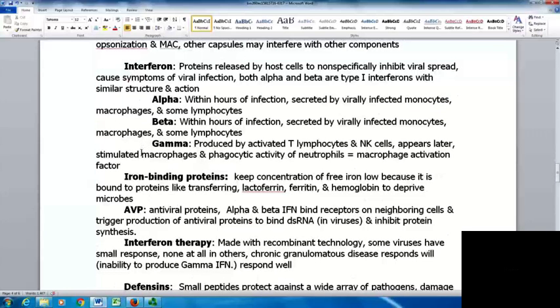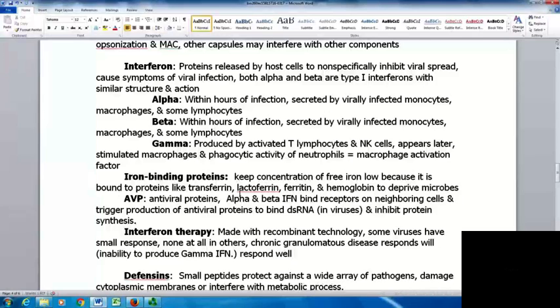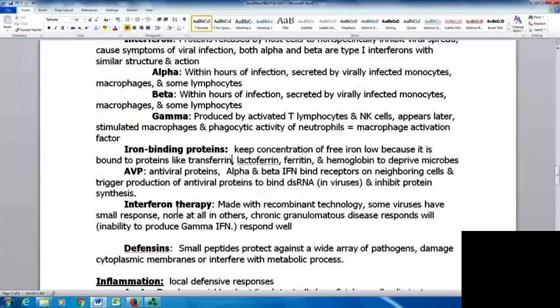We also have iron-binding proteins that will play a role. They keep the concentration of free iron low because it's bound to proteins like transferrin, lactoferrin, ferritin, and hemoglobin. The importance of keeping the concentration of iron low is that it will deprive the microbes which need that iron.